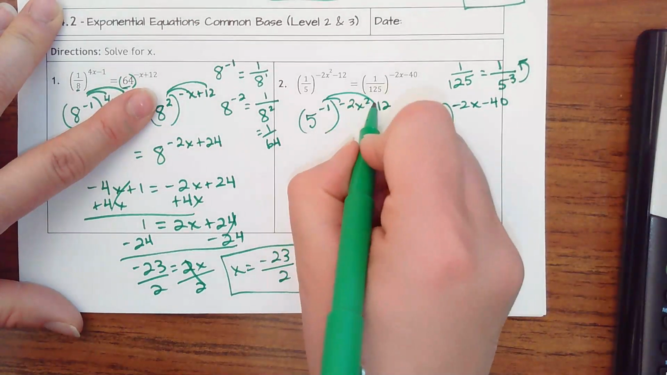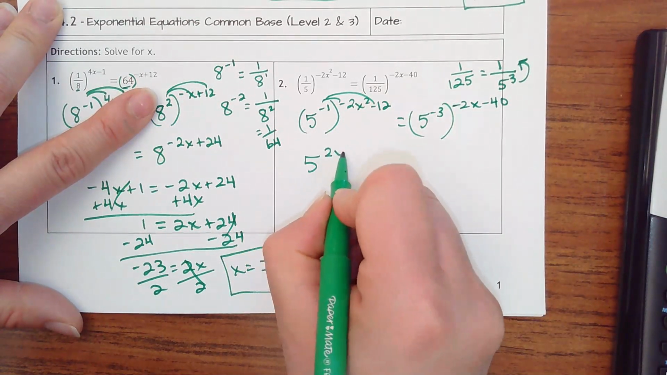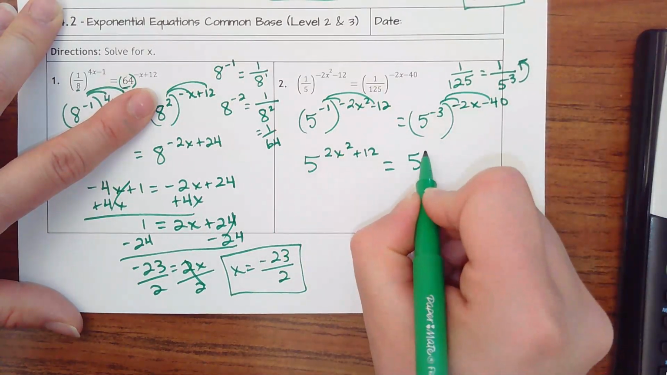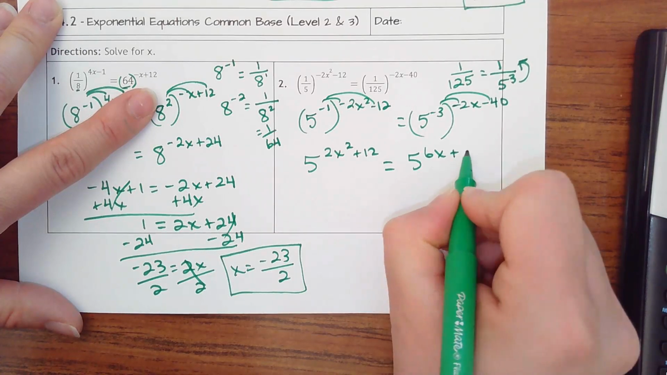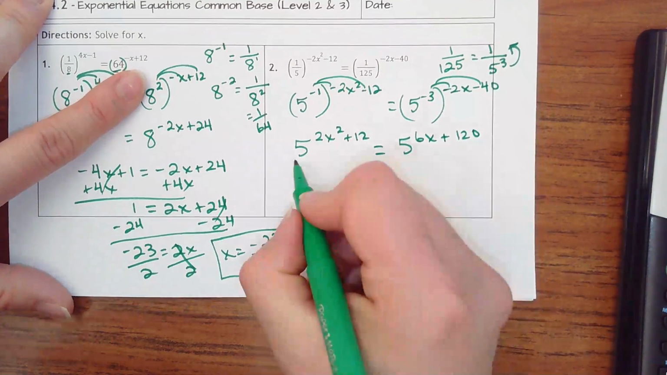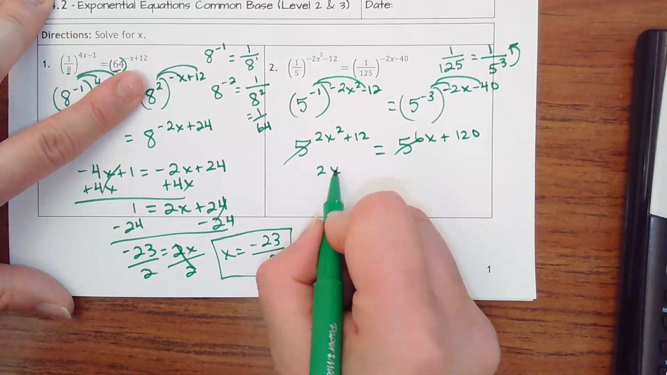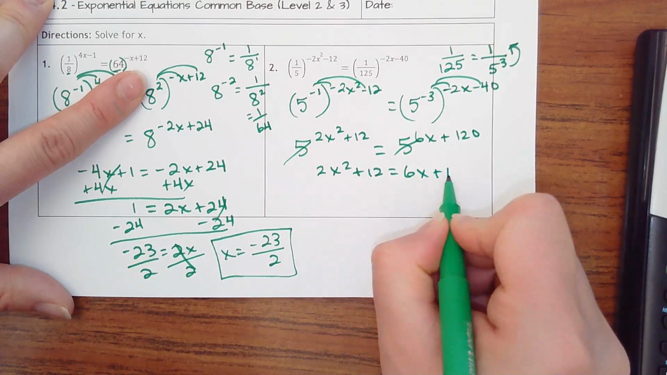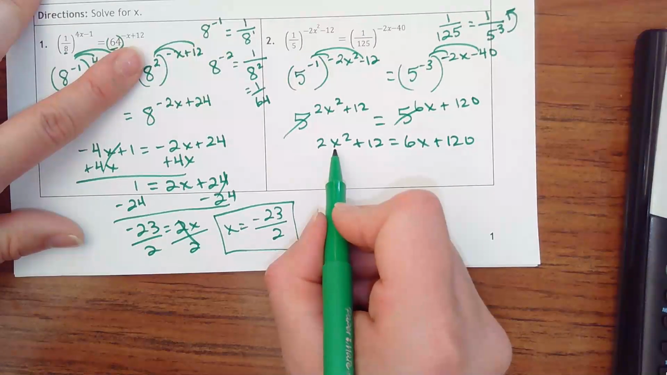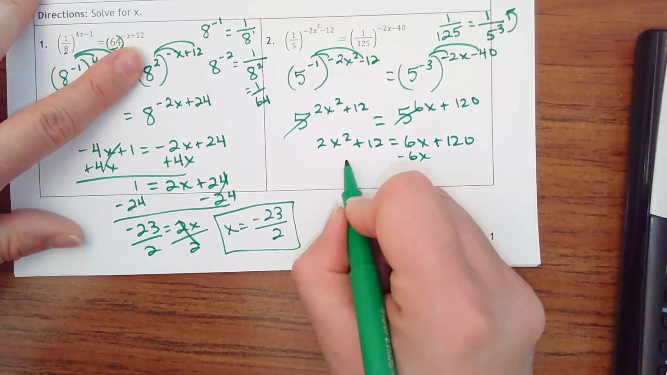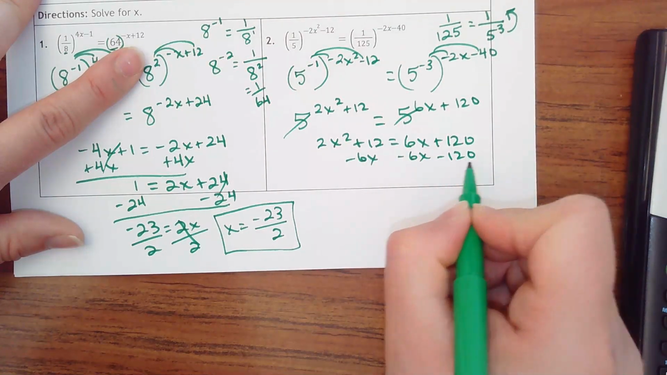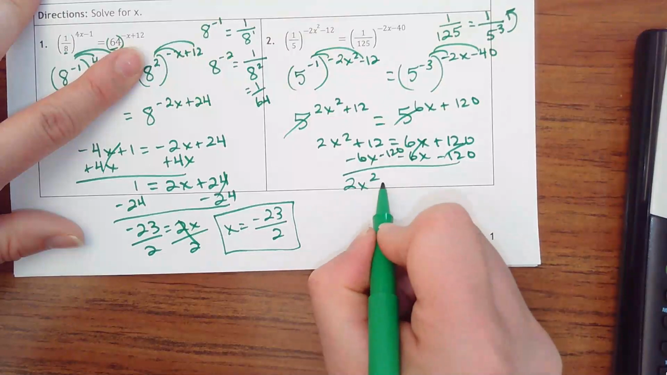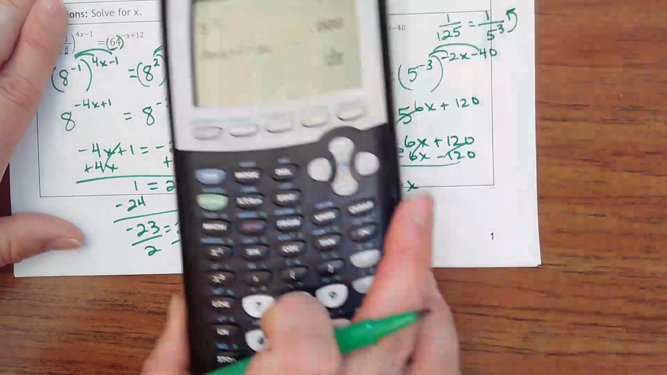Okay, power rule tells me to multiply, so I'll get 5 to the positive 2x squared plus 12 power equals 5 to the 6x plus 120 power. Drop your bases, set your powers equal. I've got a quadratic here. So I'm going to have to move everything to the x squared side. I'm going to subtract 6x, subtract 120. 2x squared minus 6x, 12 minus 120.